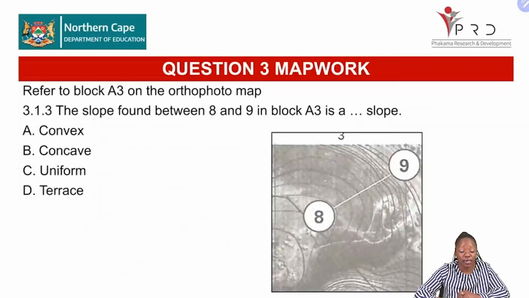Then in our third question, you refer to block A3 on the orthophoto map. The slope found between 8 and 9, there is 8 and there is 9, in block A3: is it A, a convex? B, a concave? C, a uniform? Or D, a terraced? Remember, you use the contour lines as well as the shape to identify the type of slope. I'm going to give you another 2 minutes, and then after 2 minutes, we will do the solution.